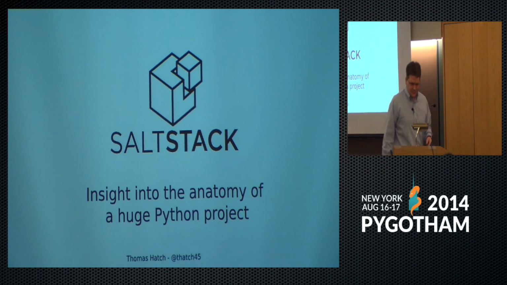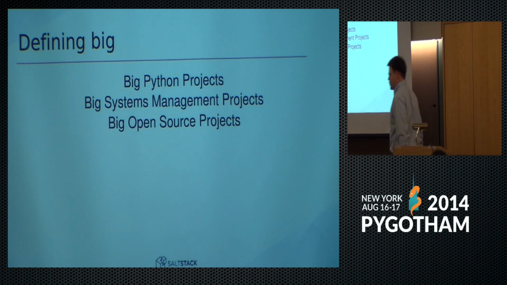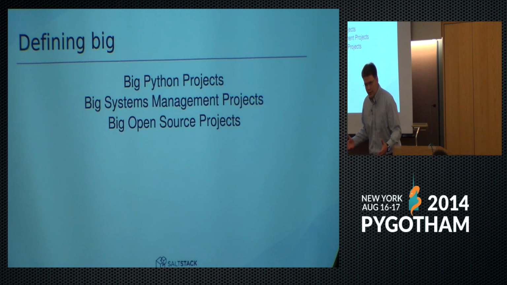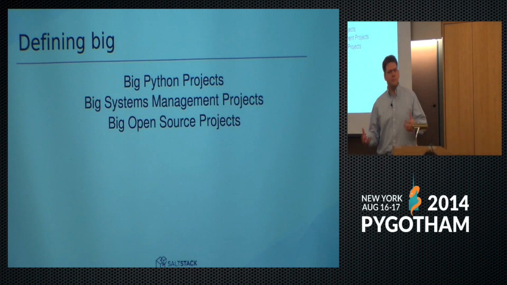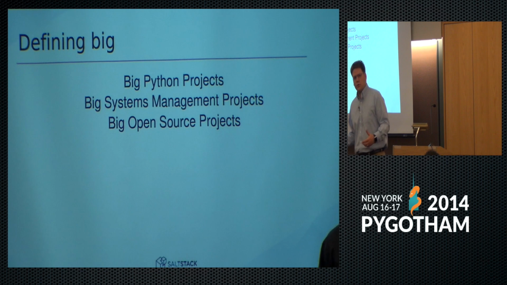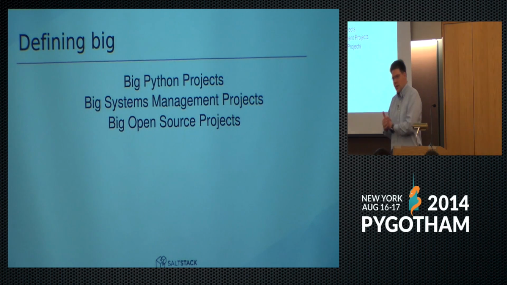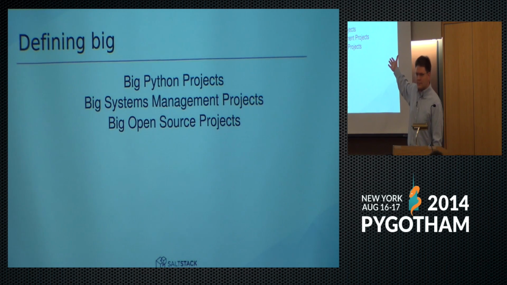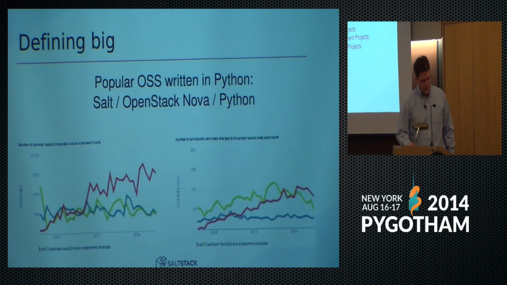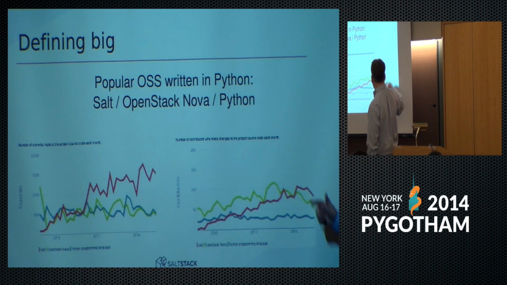Okay, so let me start by talking about, what is a huge Python project, or what is a huge open source project? And so I've got some numbers here that do some comparisons between different projects. I'm going to talk through some of these numbers, some of these metrics that we use to determine how big projects are. And I'm going to do three main comparisons, which are obviously listed here. Okay, so we've got the Salt project here in red, the OpenStack Nova project, and then Python itself. So OpenStack Nova is the green line, and Python itself is the blue line.